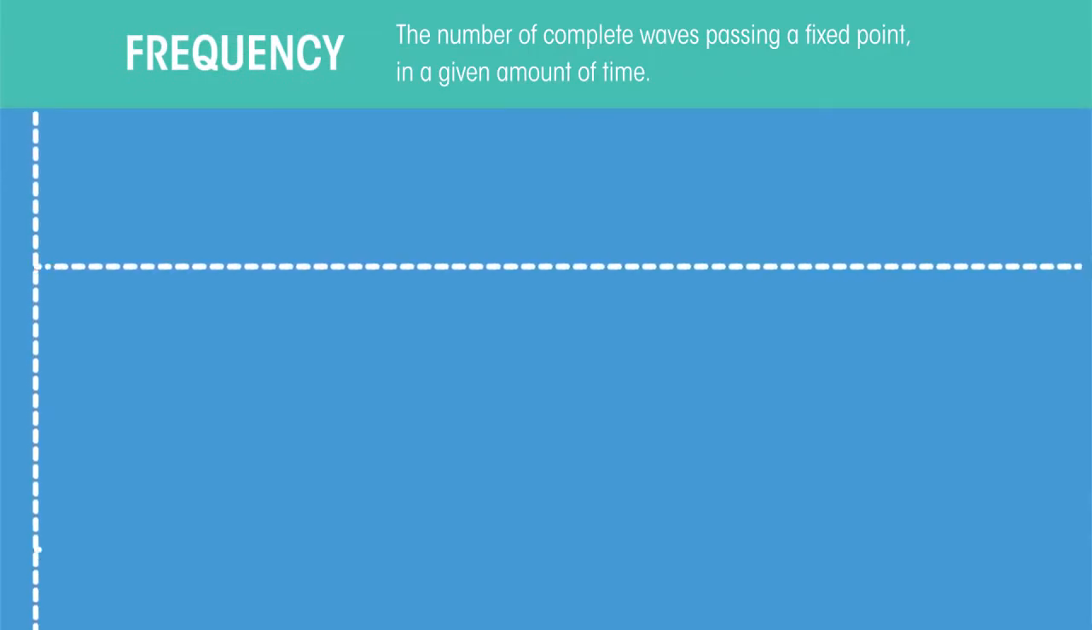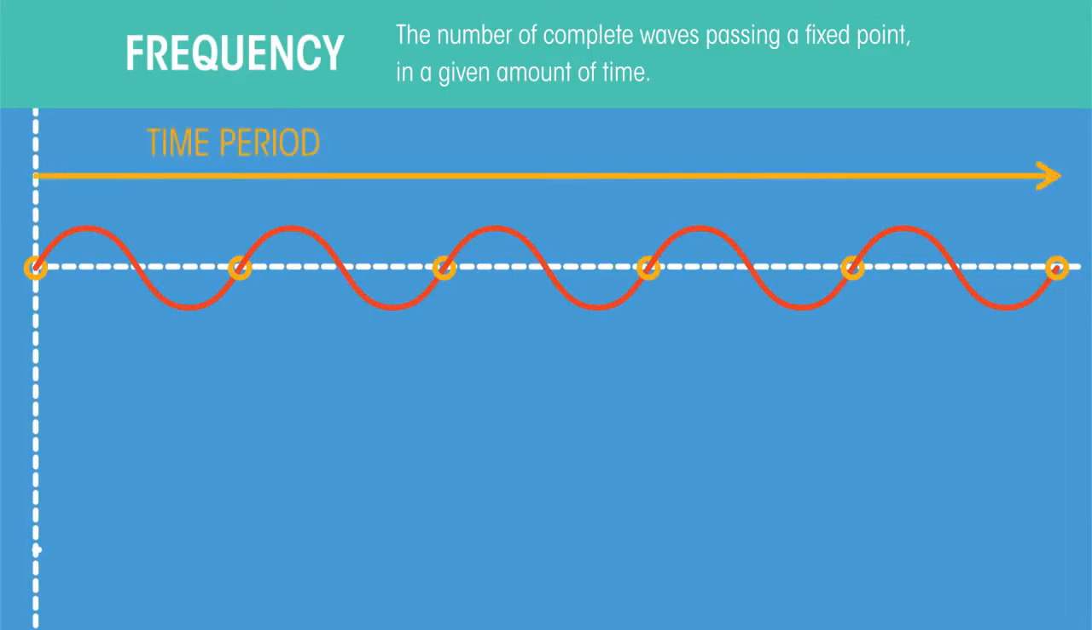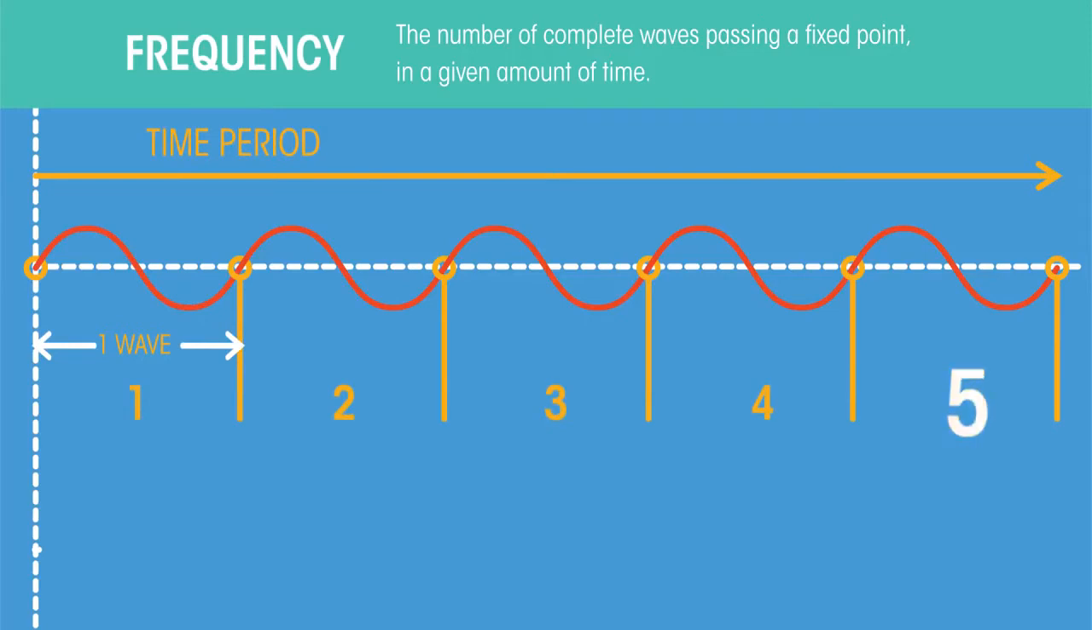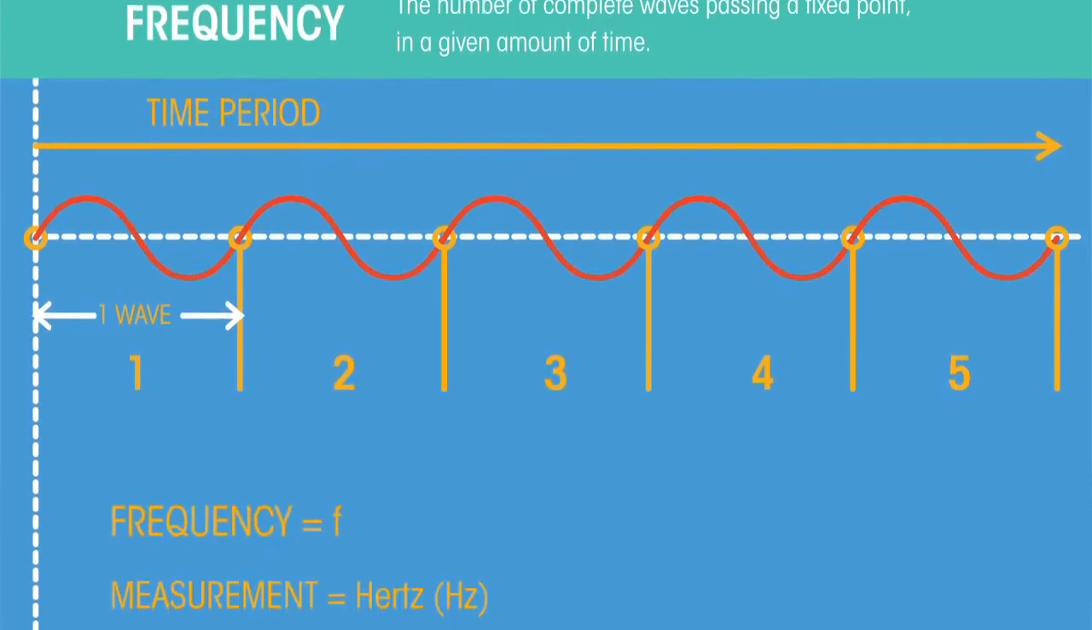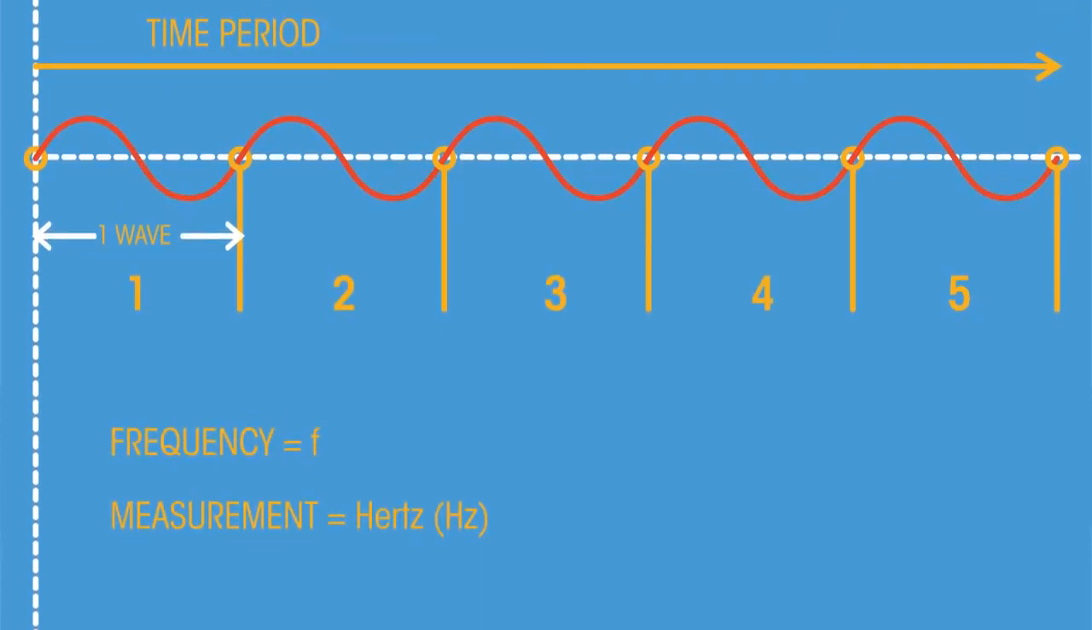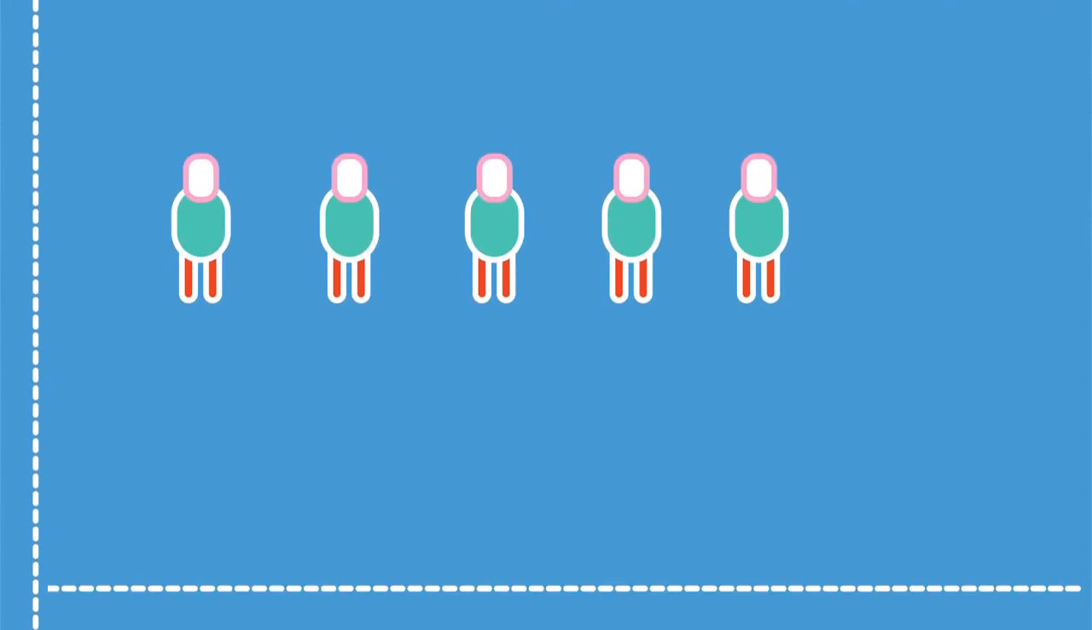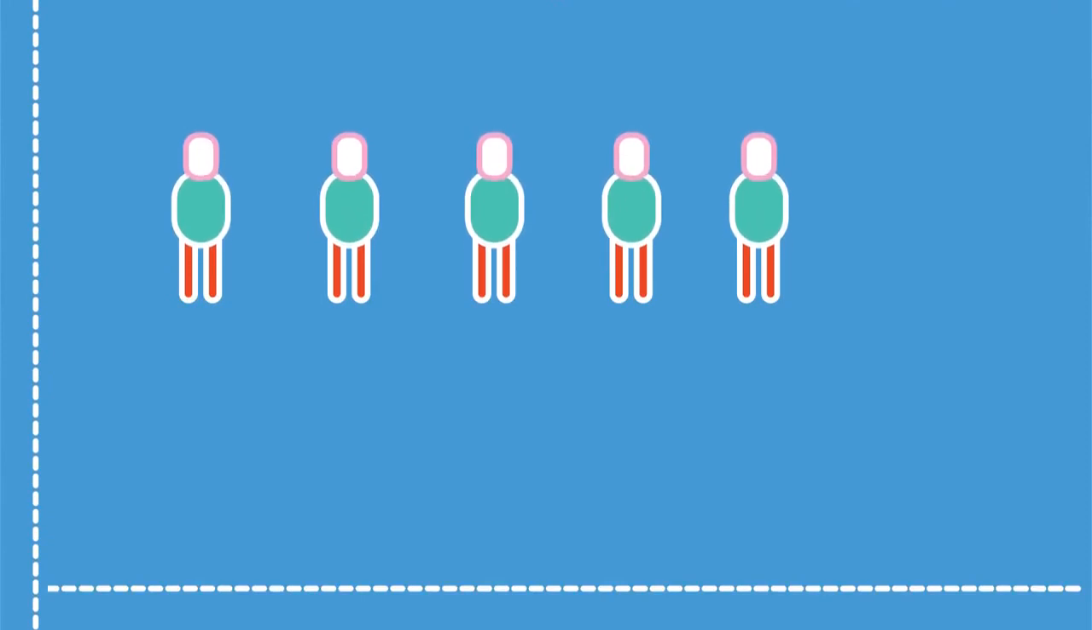The frequency of a wave is the number of complete waves passing a fixed point in a given amount of time. This time period is usually 1 second. This is what one complete wave looks like. So if this was our time period, the frequency would be 5. Frequency is given the symbol F and is measured in units called hertz. Hertz measure how many complete cycles per second, so how many people in our Mexican wave stand up every second.